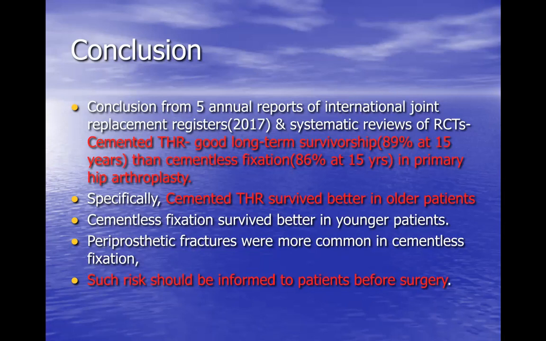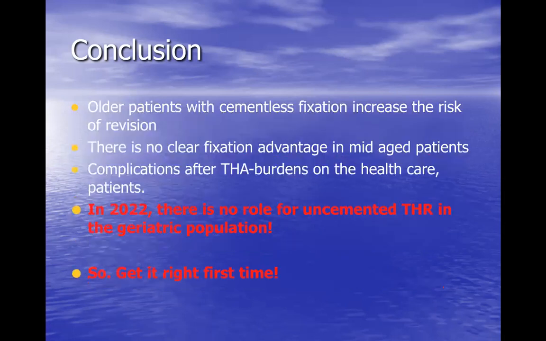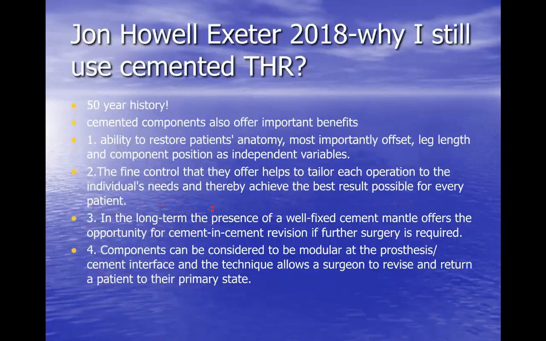Such risk should be informed to patients before surgery, the chance of periprosthetic fracture and the percentage of the fracture. So older patients with cementless fixation have an increased risk of revision. There is no clear fixation advantage in middle-aged patients. Complications of THR can lead to a burden on healthcare and a burden on patients. In 2022, there's no role for uncemented THR in the geriatric population. So get it right first time.